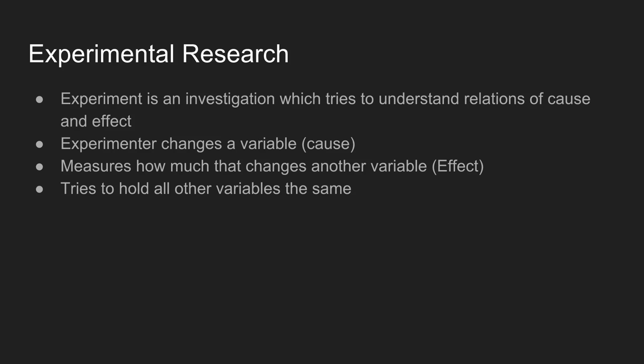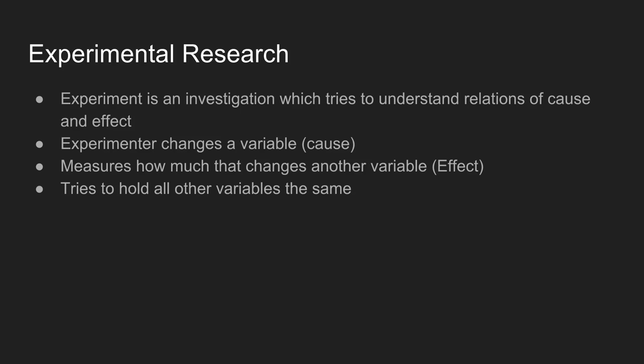And experiments are done to understand the cause and effect relationship. Does something cause X to happen? In order to run these experiments, it's pretty simple: the experimenter changes one variable. That is the cause, right? And then they see how much that changes another variable. That is the effect. So you may say, how much does early childhood reading affect students' cognitive abilities? So you would change the level of reading done to the child, that is the cause, and you would measure then, at the end of it, their cognitive abilities, that is the effect.